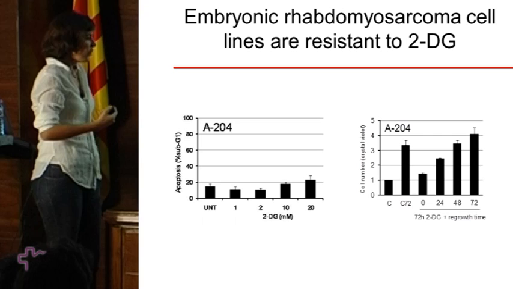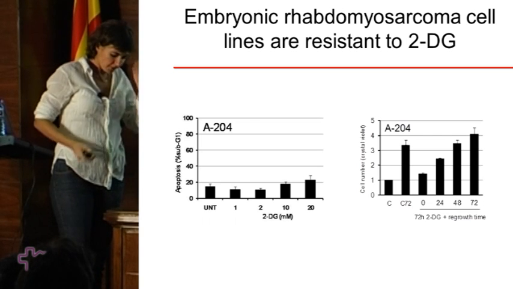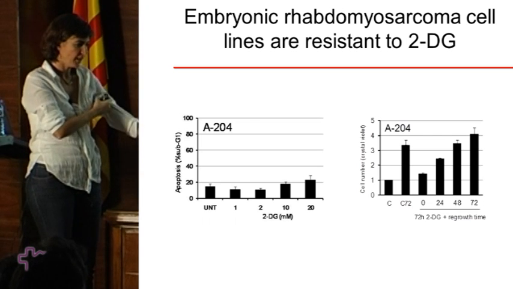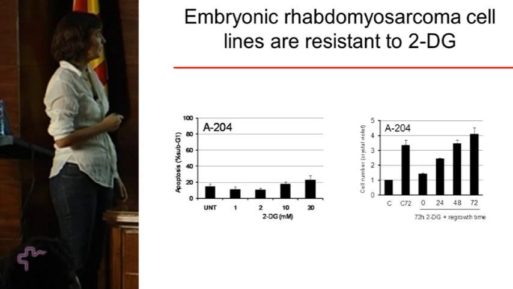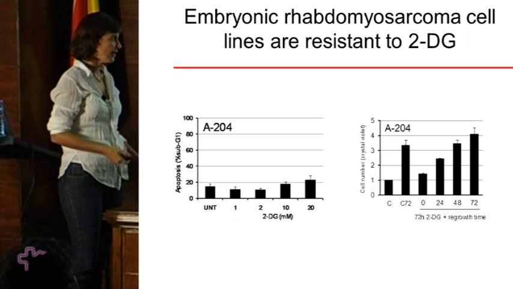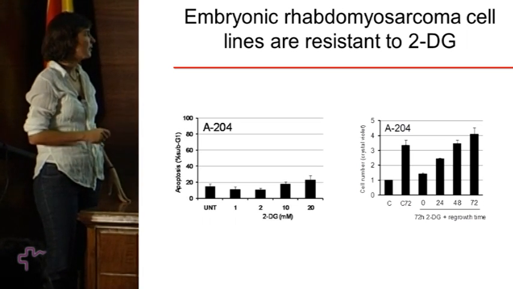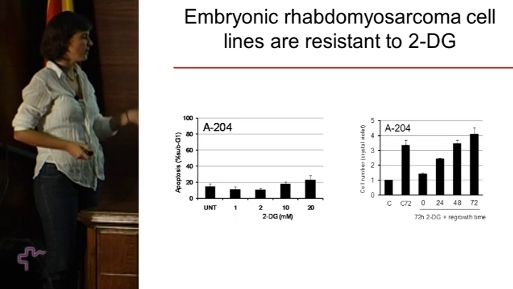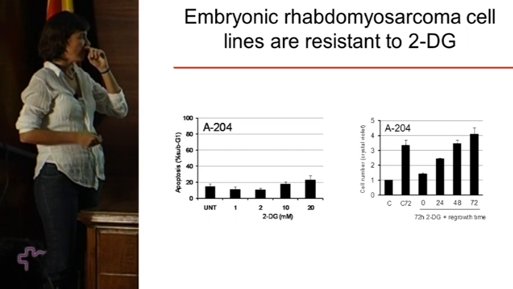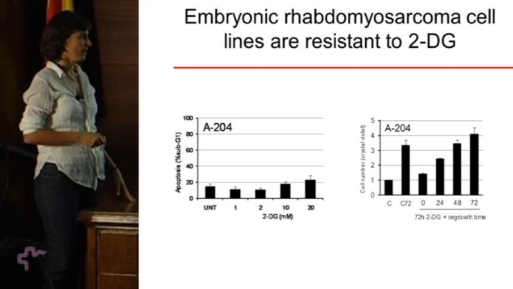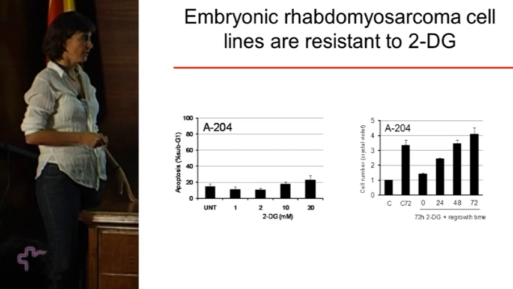Unfortunately, we have tried other types of sarcoma. Everything that I've told you about death is alveolar rhabdomyosarcoma, but we've tried embryonic rhabdomyosarcoma, several cell lines, and they're completely resistant to apoptosis, except at super high doses. And even though they stop growing, these are cells that have been grown for 72 hours with a high dose of 2-deoxyglucose.